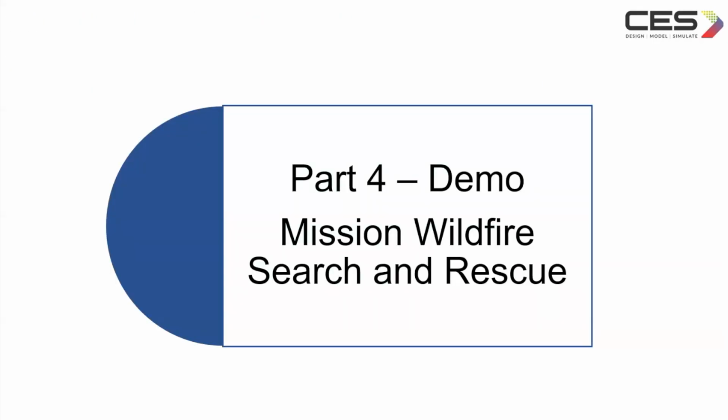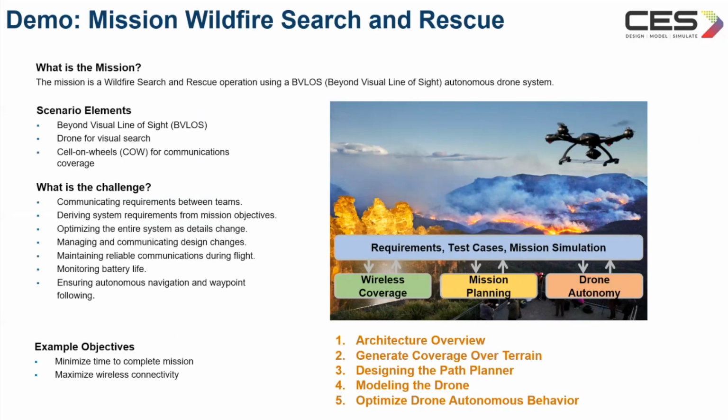So let's go to our demo. What do you have in this demonstration? What is the mission in this case? The mission is Wildfire search and rescue, okay? And it's operating using BVLOS. What does it mean? These abbreviations: beyond visual line of sight, autonomous drone system.